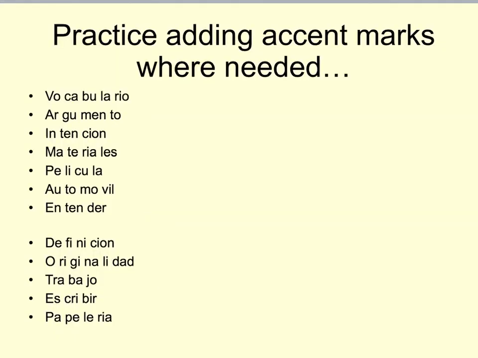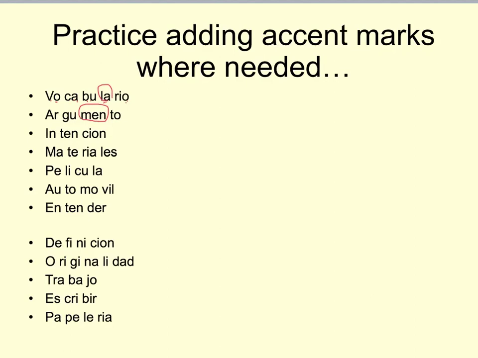If we practice adding accent marks if they're needed, let's try these. Vocabulario, vocabulario. This word ends in a vowel. It should be stressed on the next to last syllable. It is. The stress came on the la. No need for an accent mark. Argumento, argumento. The word ends in an O. It should be stressed right here, and it is. There's no need for an accent mark.